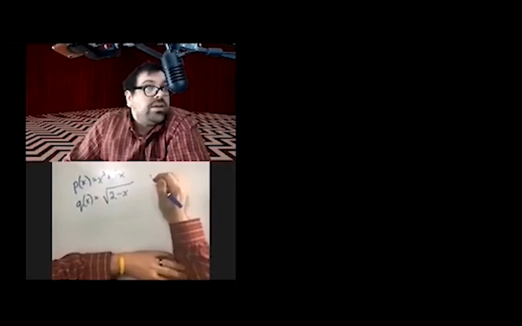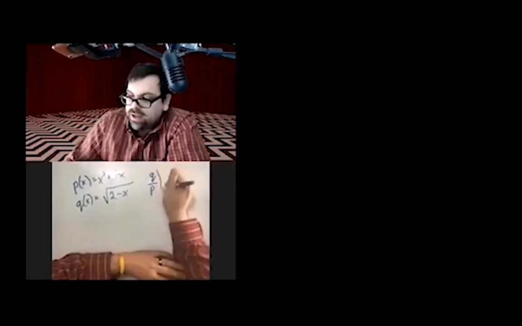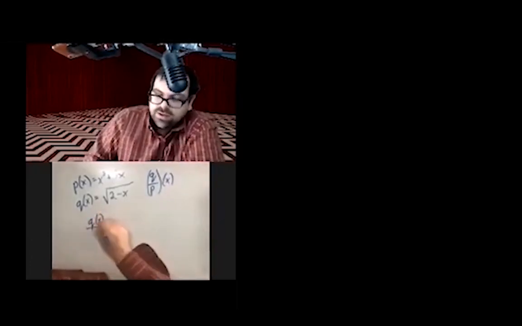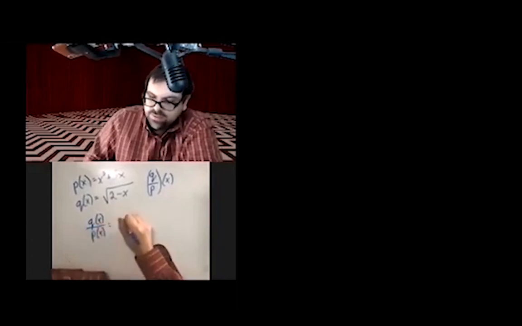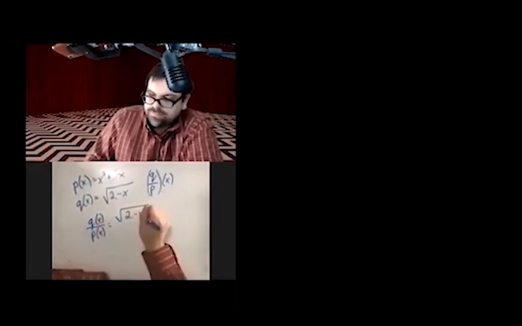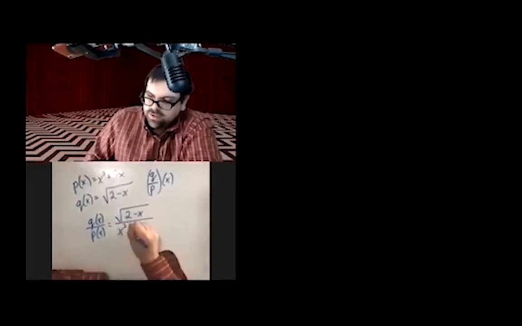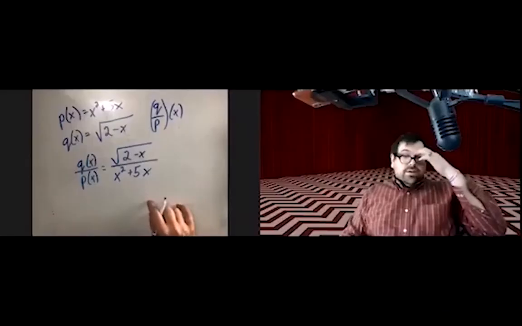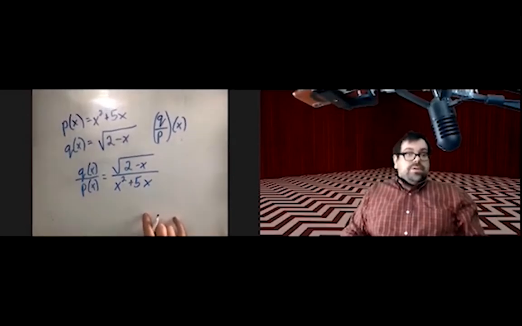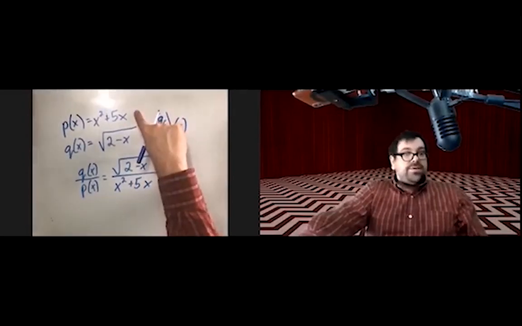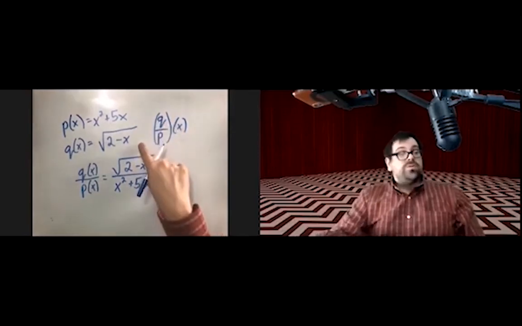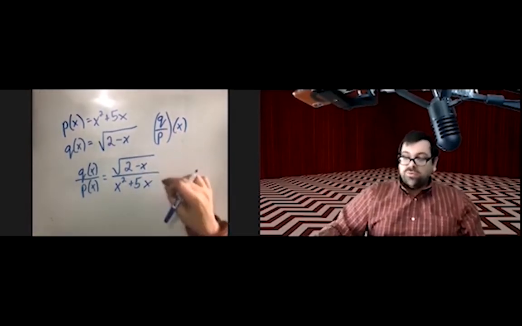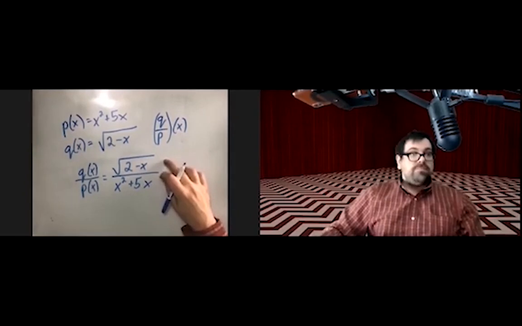We want to find q over p of x, which we know means q of x over p of x. So we take our q, it goes on top. We take our p, it goes on the bottom. X squared plus 5x is p. Square root of 2 minus x is q. Q over p is literally putting q over p. Square root is only on the top.